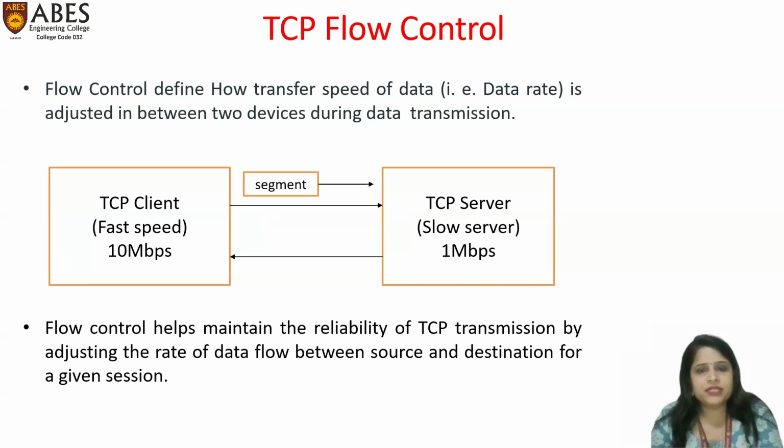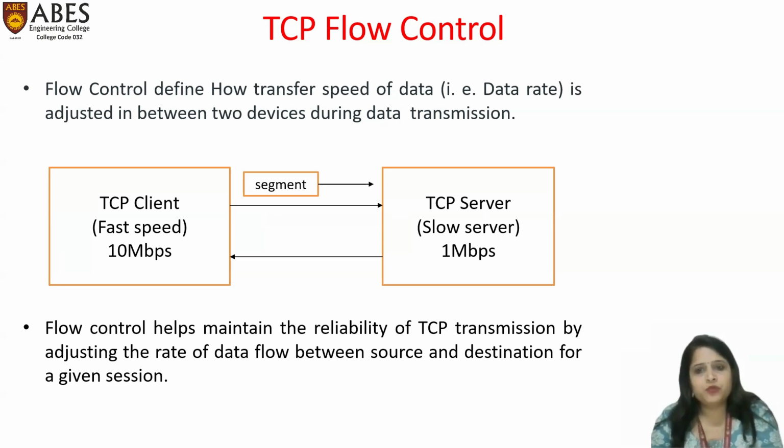Let us take an example to understand the concept of TCP flow control. We can see the need of TCP flow control. Suppose the client wants to send some data to the server at the speed of 10 megabit per second, but the TCP server is not able to process or receive these data from the client side.